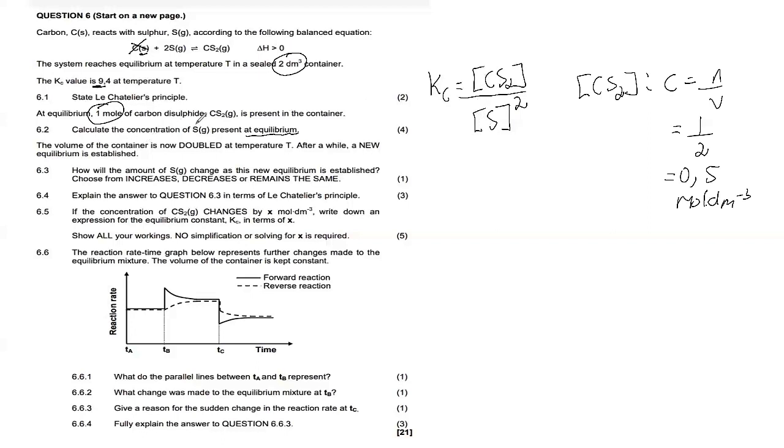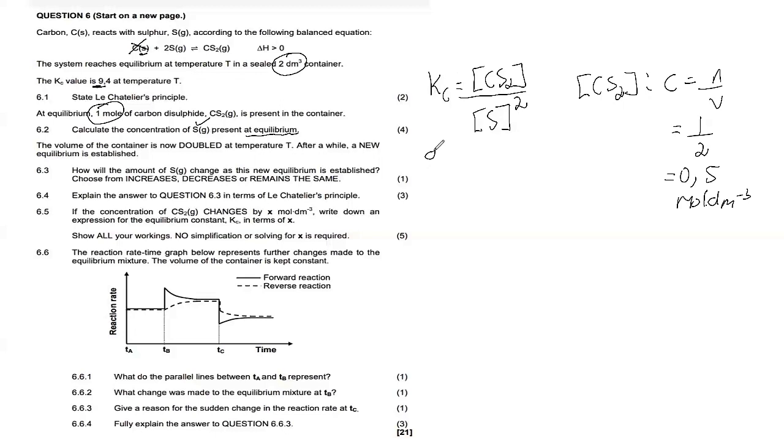But remember, we are actually looking for the concentration of sulfur. Now, for sulfur, we are not given the number of moles. That means we cannot calculate using this formula here. And again, we cannot use ratios because we are at equilibrium. Remember, ratios can only be used on the change block. We do not apply ratios at equilibrium. Right, so that means we can only find the concentration using the Kc formula here.